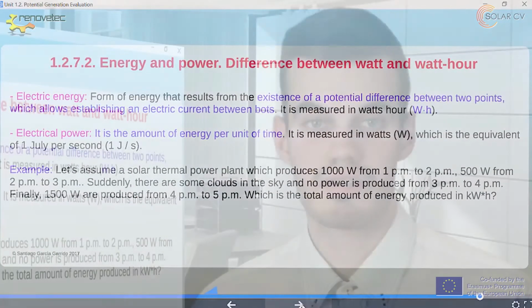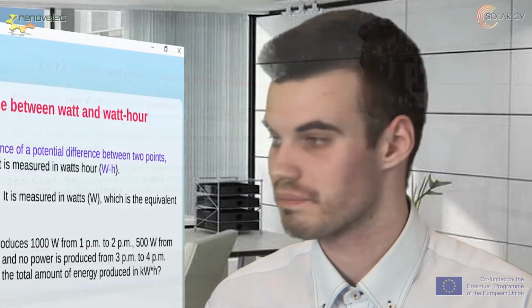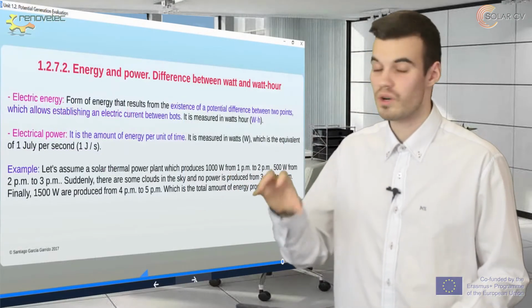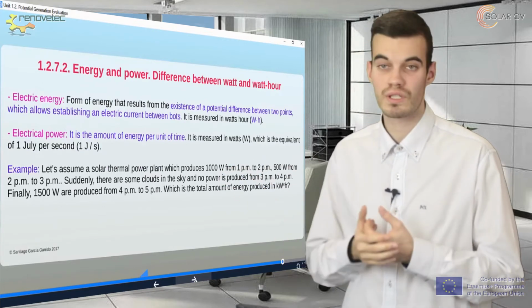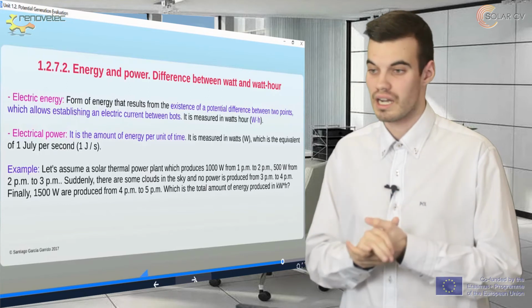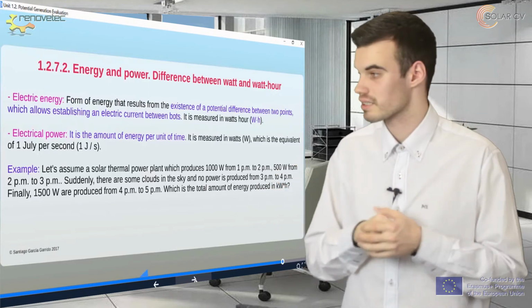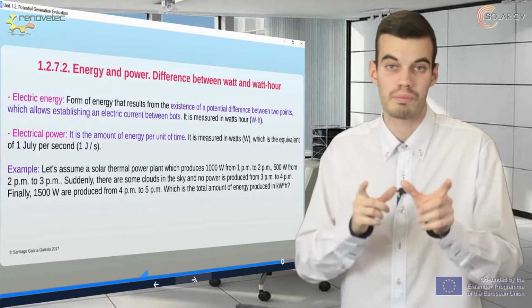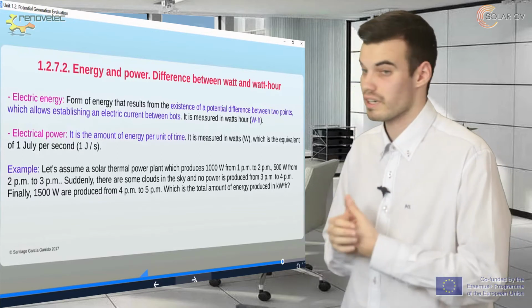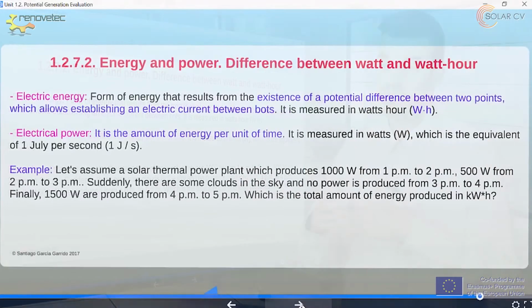However, we must consider another important concept, and this is the difference between energy and power. Electrical energy is the form of energy that results from the existence of a potential difference between 2 points, and it's going to allow establishing an electrical current between both points, and it's measured in joules, although for our purpose it's going to be measured in watt-hours.